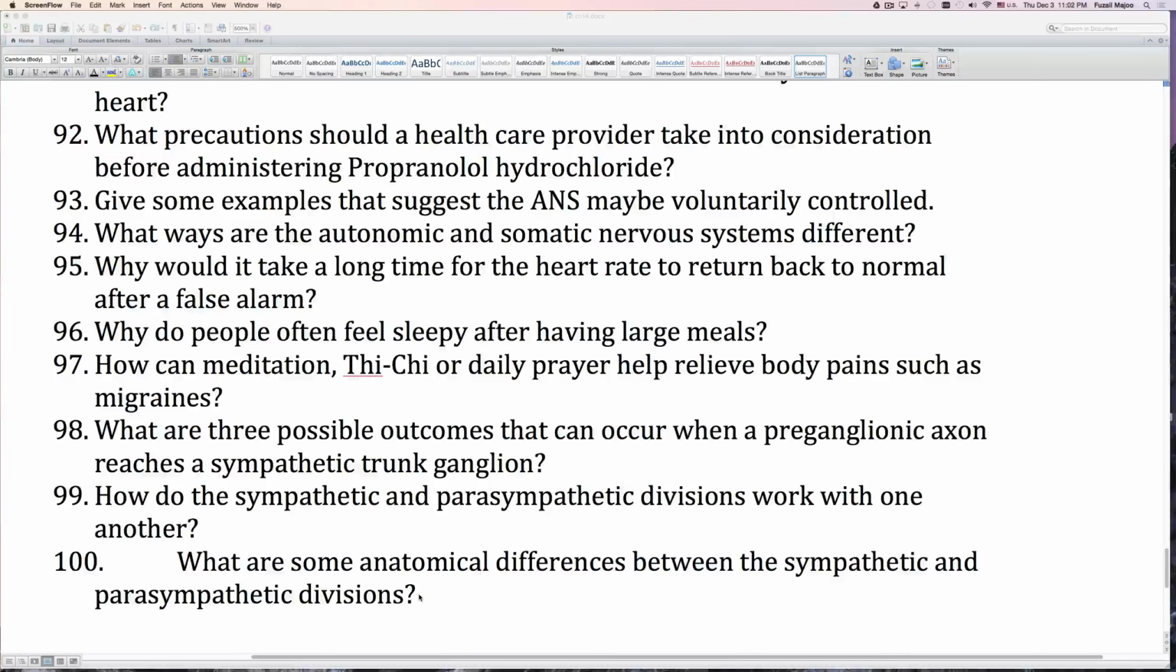So I highly encourage you to take notes. Hopefully you took notes of this as I went through this. And now open up your books and look for these answers.